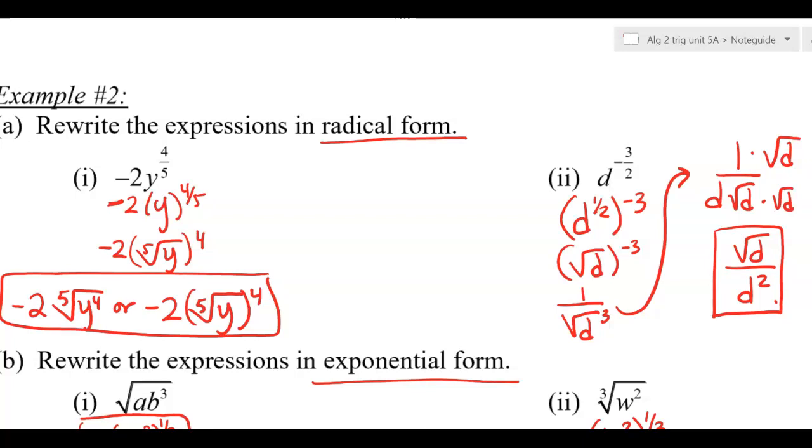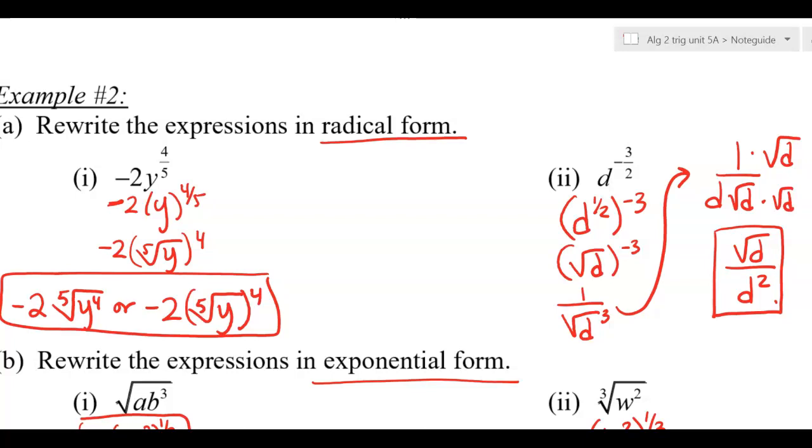So in the numerator, I have rad d. In the denominator, I had a d outside the radical, and then these two square root of d's multiplied together made another d outside the radical, and d times d is where I'm getting the d squared. Okay. Questions on this example?